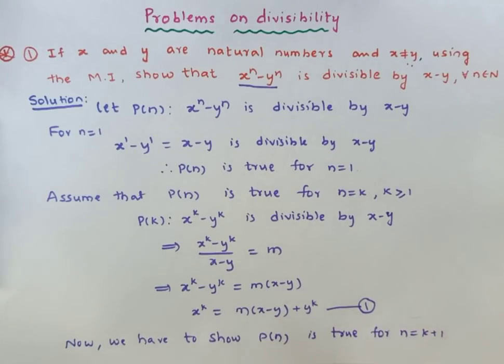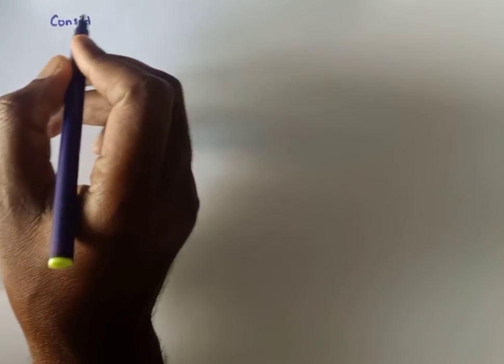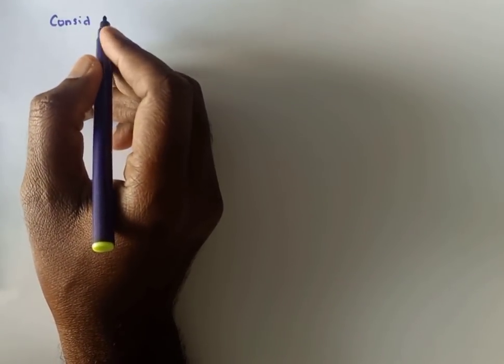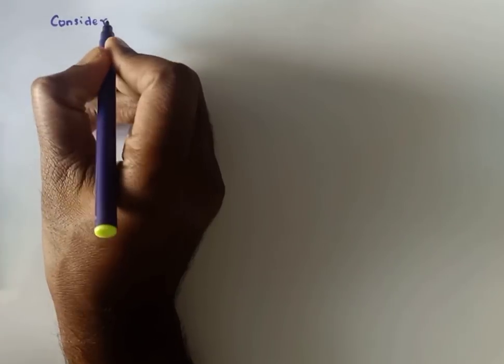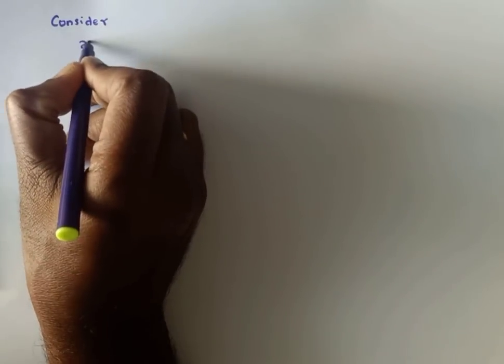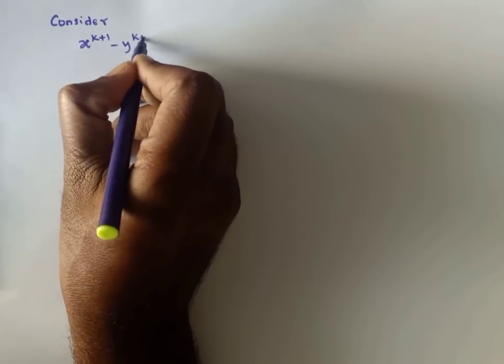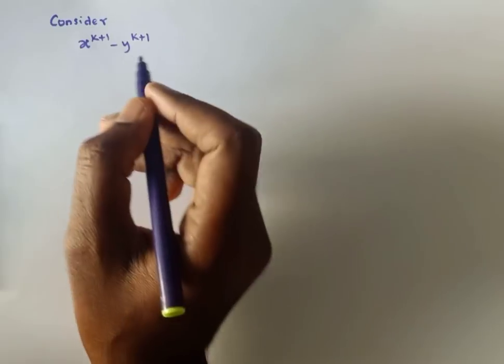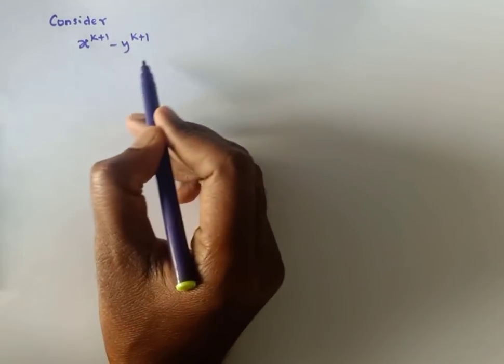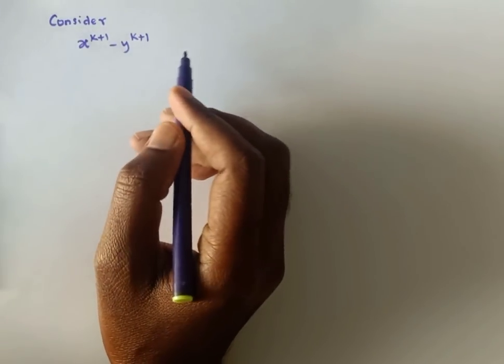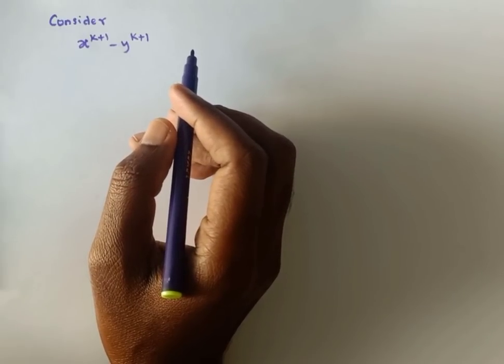So you need to show it is true for n equals k plus 1. To show the given statement is true for n equals k plus 1, we need to consider the k plus 1 term. Instead of x power k minus y power k, we consider x to the power of k plus 1 minus y to the power of k plus 1. Our intention is to show this quantity is divisible by x minus y.